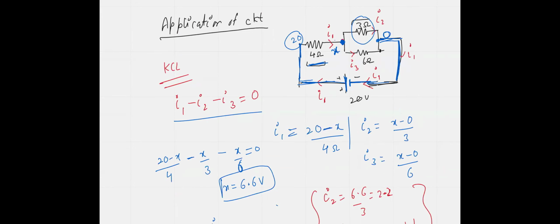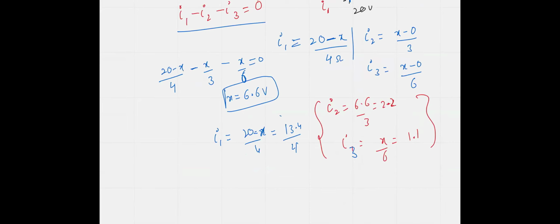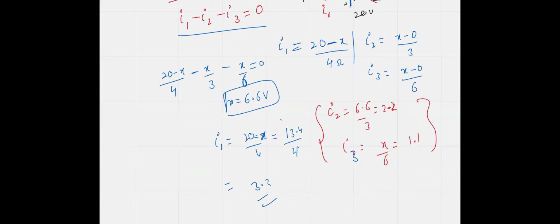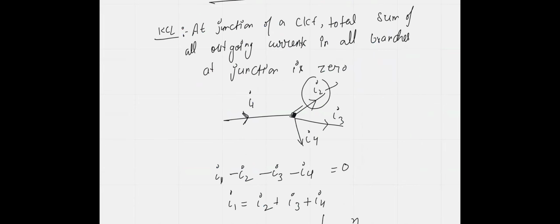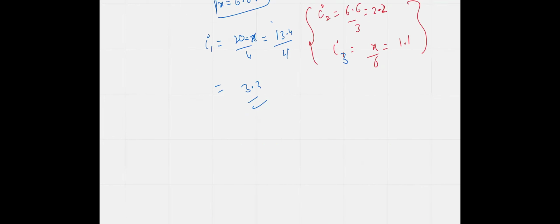Yeah, I1, if you see, is 20 minus x, so you can say 20 minus x divided by 4. x is 6.6, so this comes out as 13.4 divided by 4. So the answer should be around 3.35. That's what the answer comes out. Okay, that's it. Any doubt, Kirtana? No, sir. Okay, so we did KVL, KCL by this. I'll move to the new page and we'll come up with KVL.